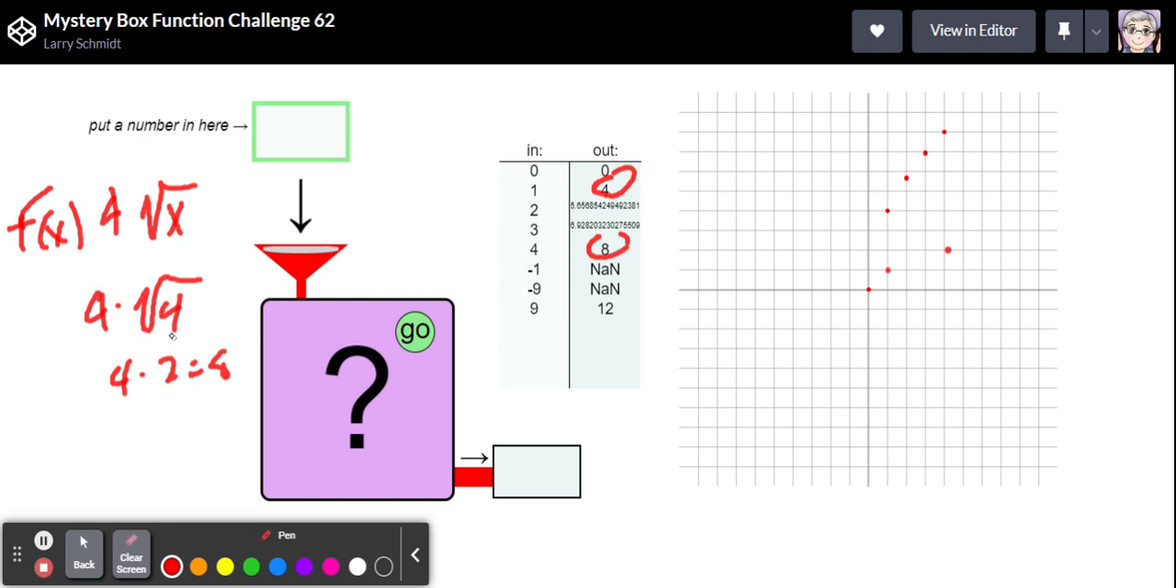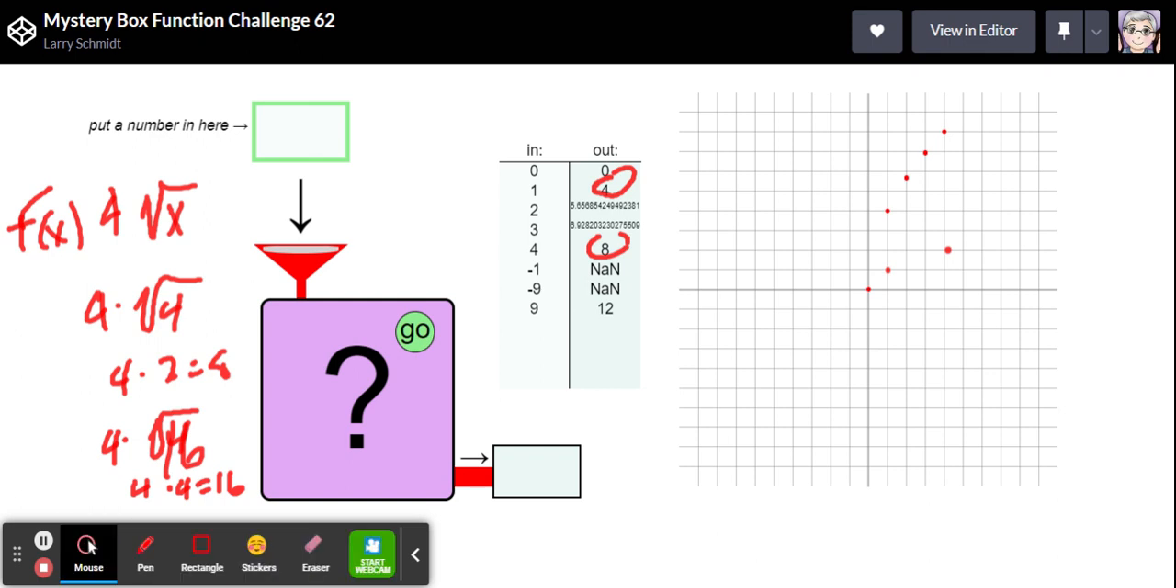Let's try one more number. What if I put in a 16? We'd take the square root of 16 and then multiply it by 4. Well, the square root of 16 is 4, and 4 times 4 is 16. So if I put in 16, I should get 16 out. So let's try that. 16 and 16. So here's 16. Do I get 16 out? Yeah, I do. Okay, I think we've cracked it here.